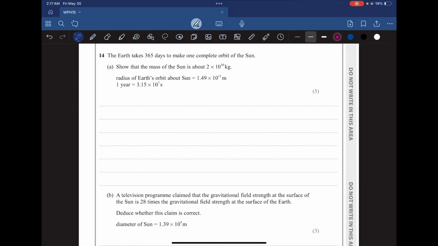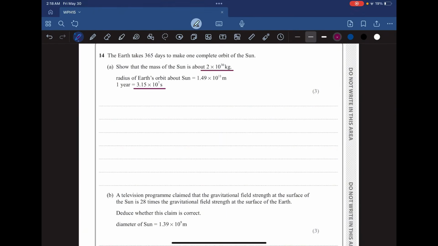The Earth takes 365 days to make one complete orbit of the Sun. Alright, we all know that. Show that the mass of the Sun is about 2 into 10 to the power 30 kg. So they are asking us to figure out the mass of the Sun. The radius of the Earth's orbit about the Sun is this. And they have also given us the time in seconds of 1 year.